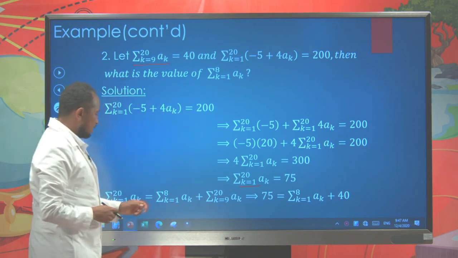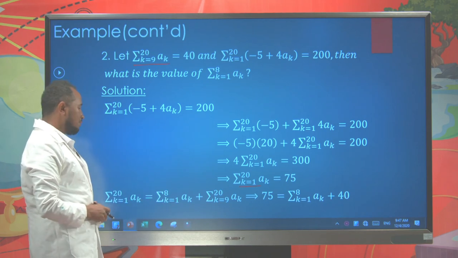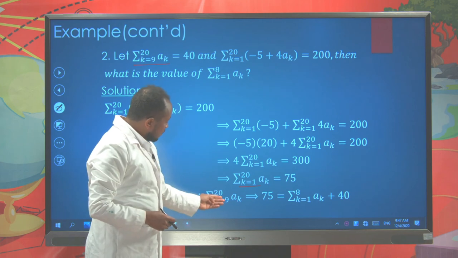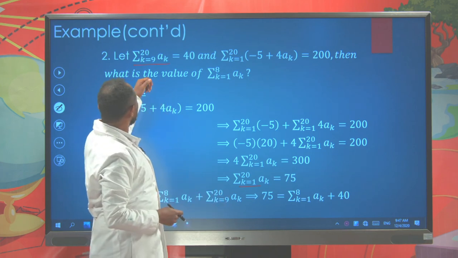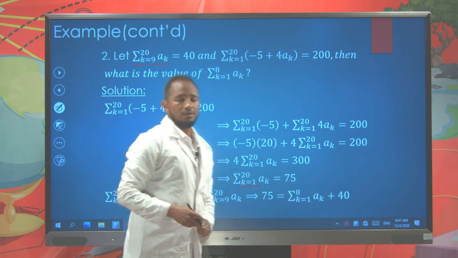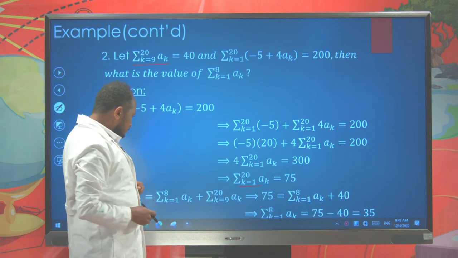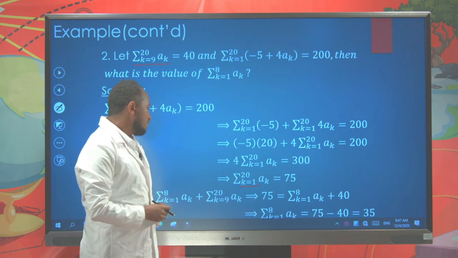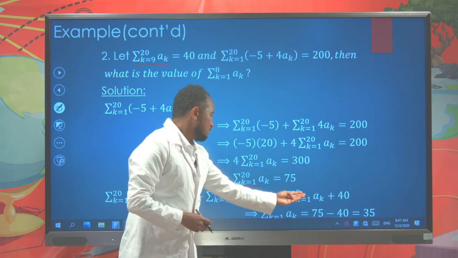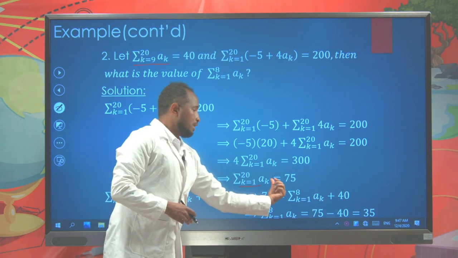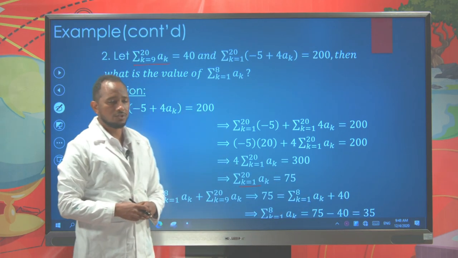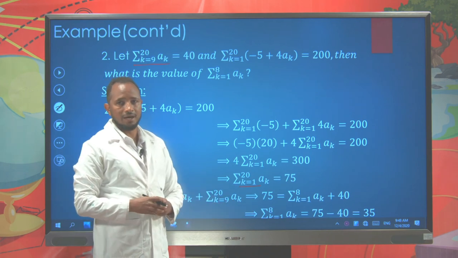This is equal to the summation of a_k, k from 1 up to 8, which is not known, we need to find it, plus the summation of a_k, k from 9 up to 20, which is given. It is 40, so this is plus 40. From this, the summation of a_k, k starts from 1 up to 8, is equal to, take 40 to this side, 75 minus 40. So 75 minus 40 is equal to 35. So this will be the final answer.